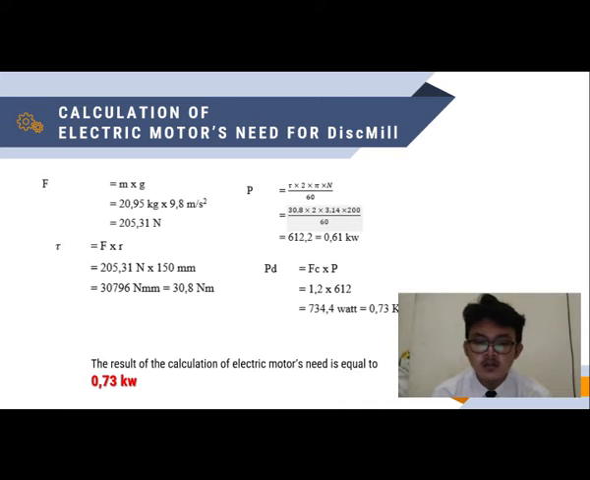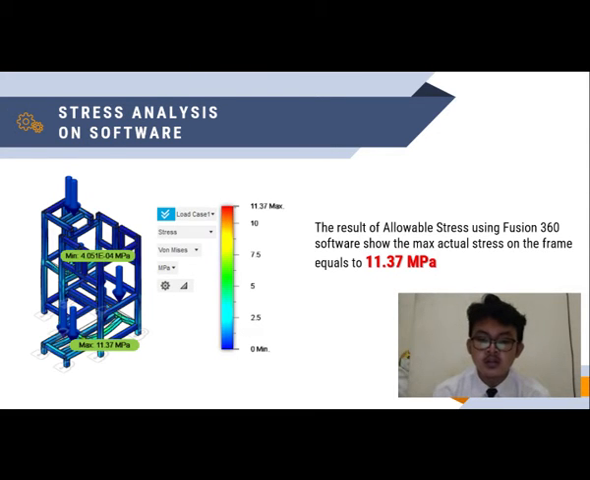This is the calculation of the cost of material of the device. The total is 5,867,000 rupiah. This is the calculation of the cost of fabrication. The total is 1,685,000 rupiah. The total cost of fabricating this device is 7,552,000 rupiah.